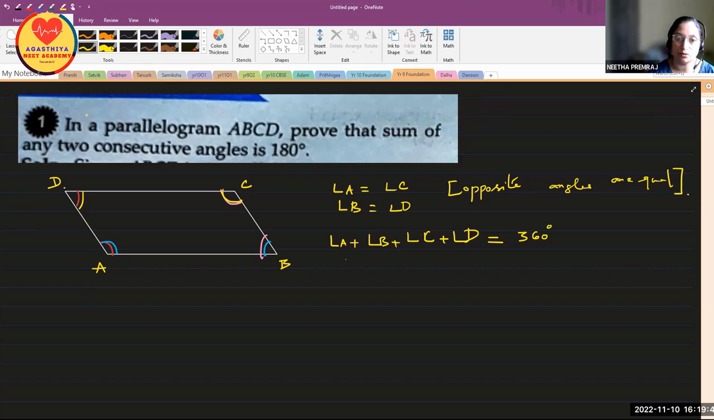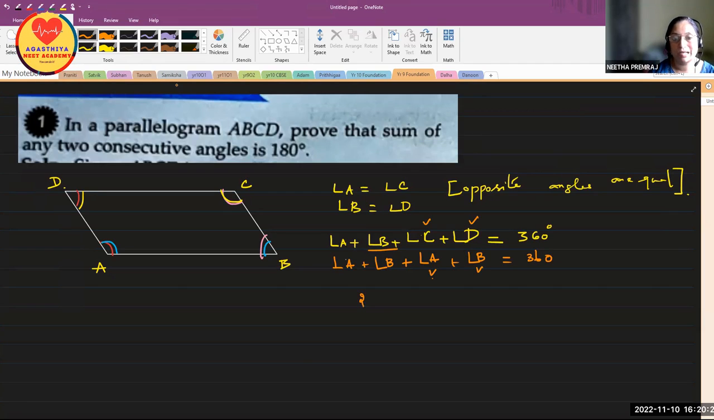Now what I do, I rewrite A as it is. Instead of B, I write D. Okay, B also I write as it is. And instead of C, I write A again. And instead of D, I write B again. That is equal to 360. Can you understand, guys? Because A is equal to C, so instead of C, I have written A. And B is equal to D, so instead of D, I have written B.